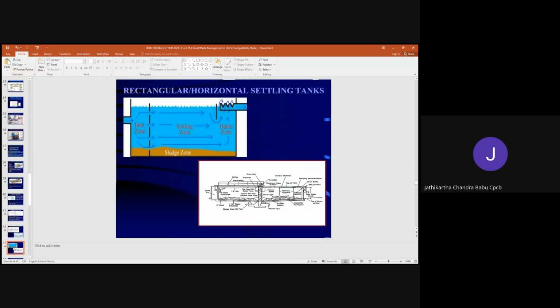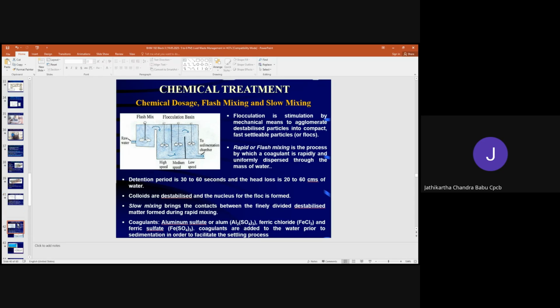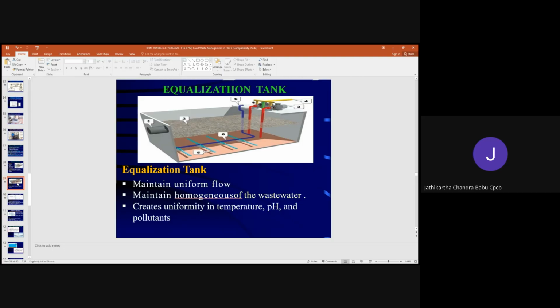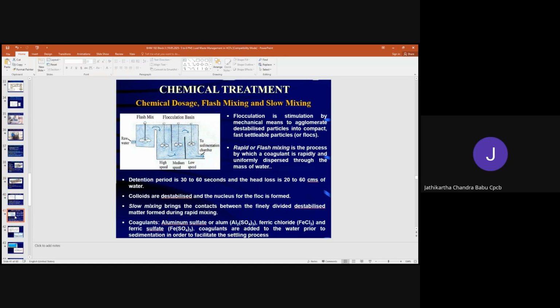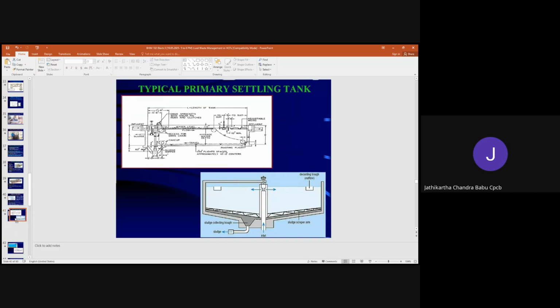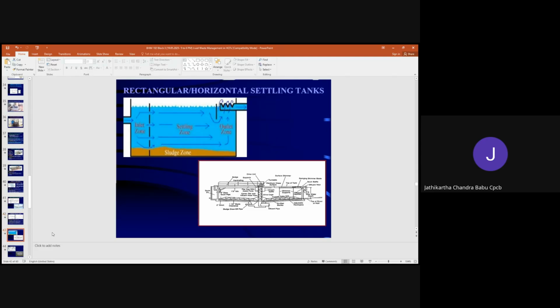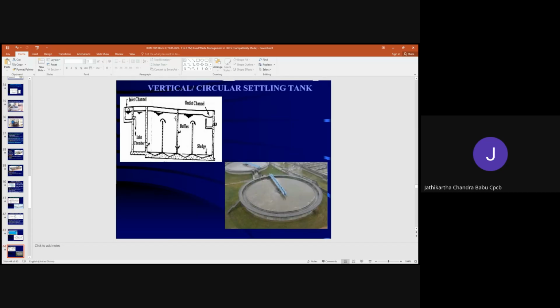The next process will go for the biological process. Generally, aeration is adopted. After aeration, the system should be like this: therefore, aeration tank, then the settling tank will be there. Here, this is the process of the settling tank.